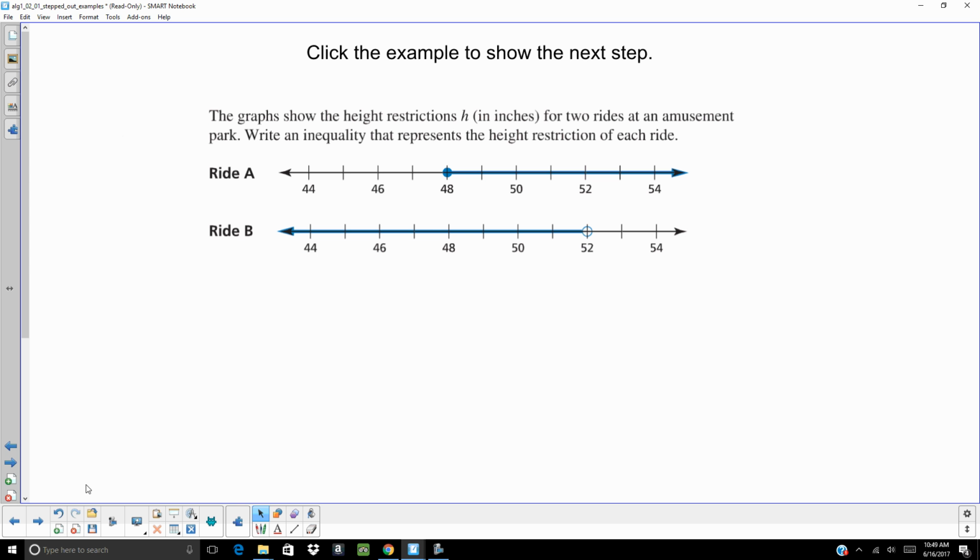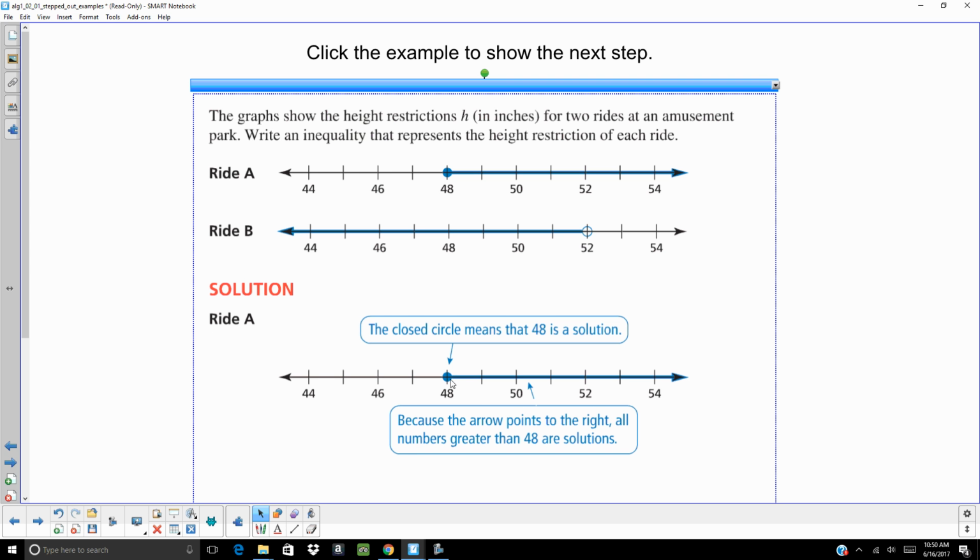All right, on this one, the graphs show the height restrictions, h in inches, for 2 rides at an amusement park. We want to write an inequality that represents the height restrictions of each ride. So for ride A, we've got a closed dot. That's what I noticed right away. That means that 48 is part of the solution. So we're going to have to use one of the inequalities that's got the equal sign with it. And we're shading to the right. That means that it's all numbers bigger than 48.